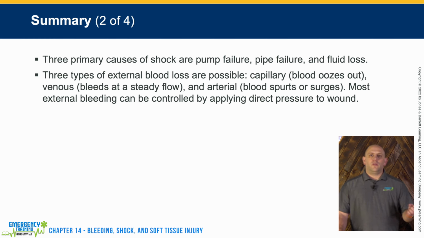We have three main types of external blood loss. We have our capillary bleeding, our venous bleeding, and our arterial bleeding. Most external bleeding can be controlled using direct pressure, but remember, never hesitate to use a tourniquet to control that bleeding if you have any question at all.